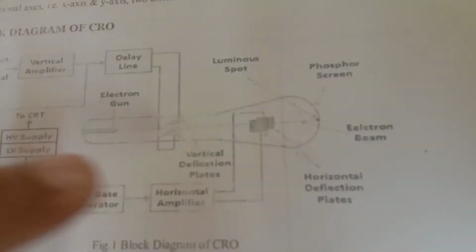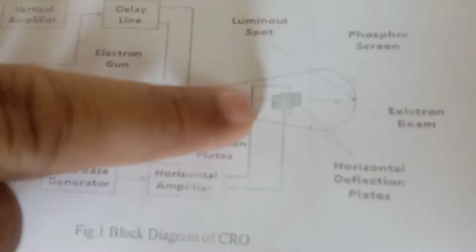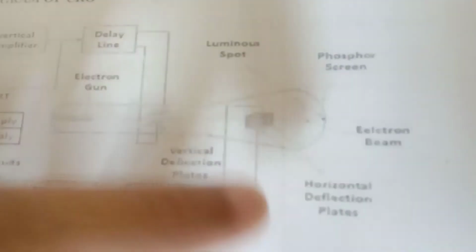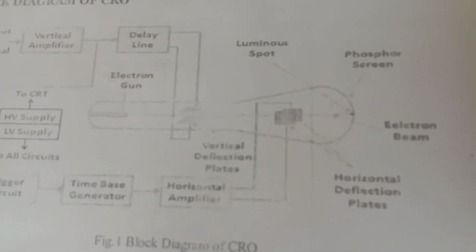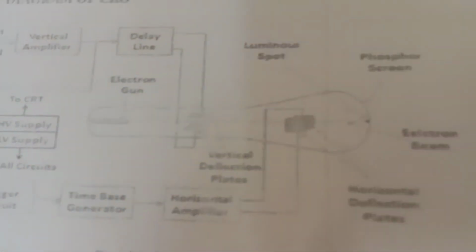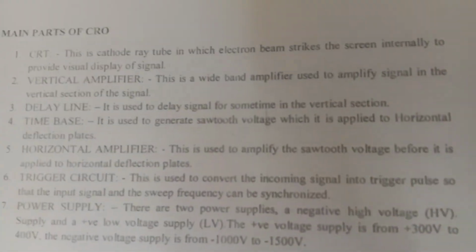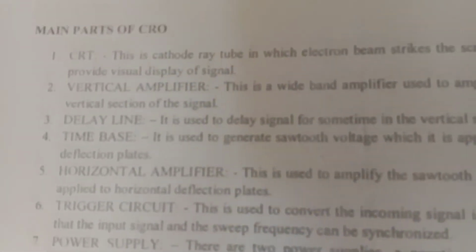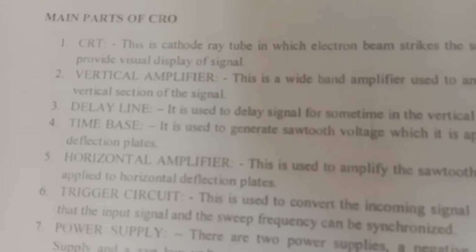There are vertical plates here which control the waveform, and there is a screen on which you can see the waveform. This screen is made of phosphorus. Now you have seen the basic blocks. Now I am telling you the use of each and every block.